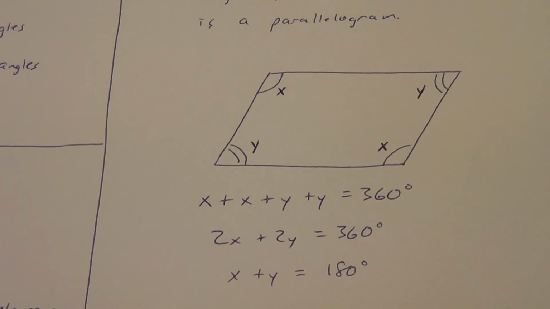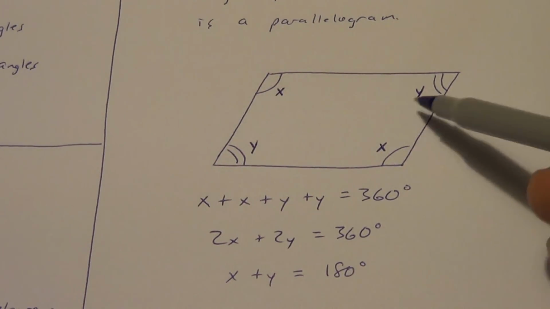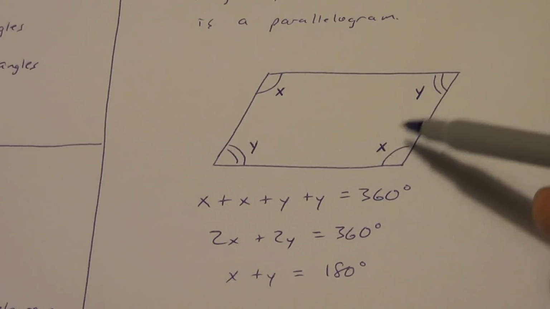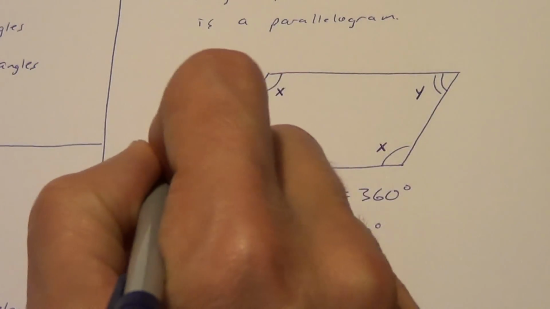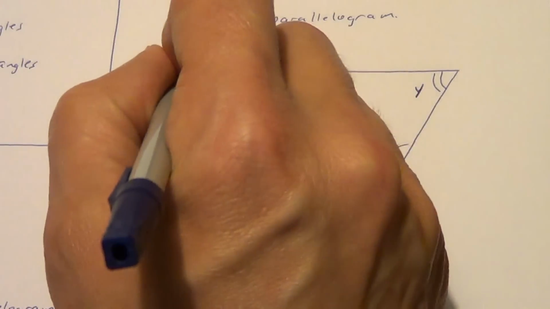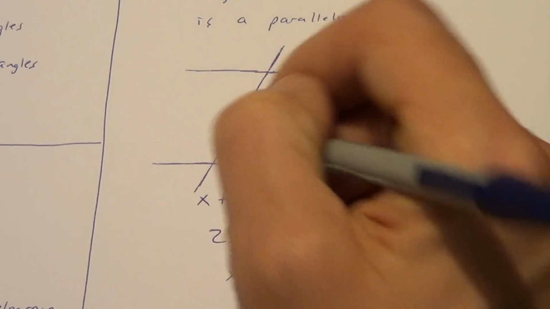This actually kind of looks familiar with something we did in a previous video. Okay, so we don't really know what x and y are. We just know that these two angles added together equal 180 degrees. Now, let's look at this. Let's say that I extend this out a little bit, and I extend this out a little bit, and I extend this out a little bit, and I extend this out a little bit.